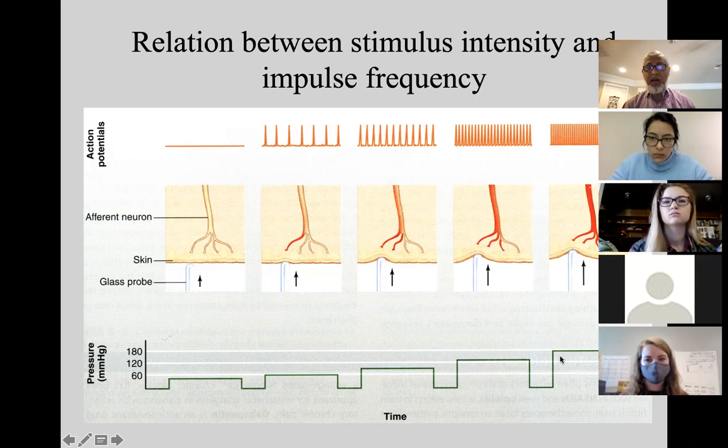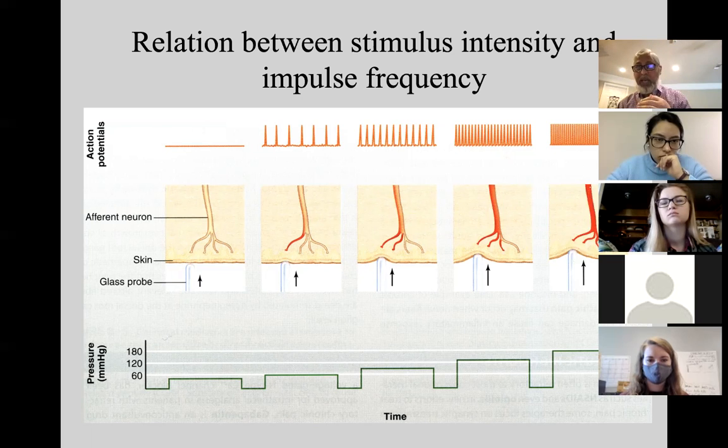Now, if you go up to 180 millimeter of mercury, you see more indentation of the skin, and all four peripheral processes are now excited. Look at the nerve, the whole nerve is now excited, and look at the frequency of action potential. Which means the more the stimulus intensity, up to a certain limit. Of course, there is always a limit.